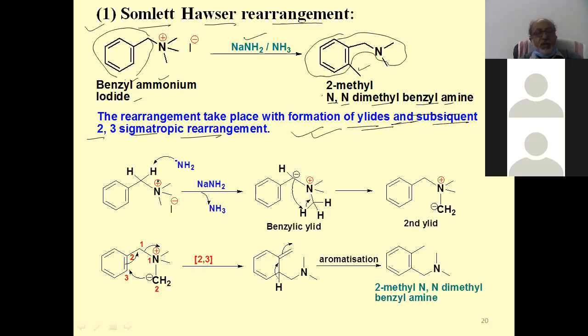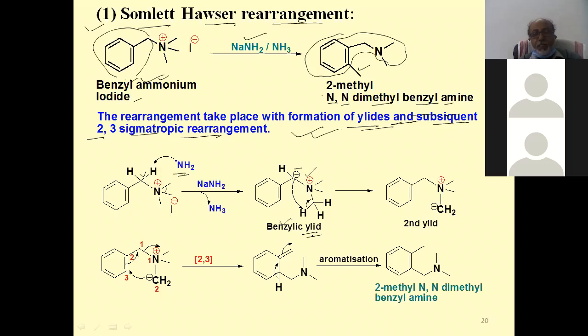You see here, this is your benzyl ammonium iodide. Because of the electron withdrawing group, this hydrogen becomes acidic. Once it is acidic, the NH2 group can pick up this proton and become C minus. Now this becomes an ylide: a heteroatom with carbon negative, positive and negative. There is some stabilization, and so this is a benzylic ylide.